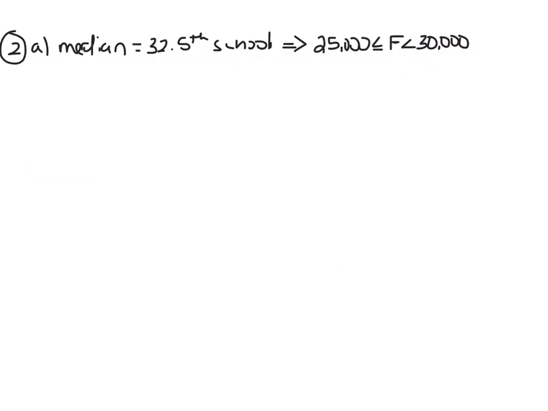Number 2 is looking at the tuition fees for 65 schools in the USA, and part A wants you to find the interval in which the median lies. If there are 65 schools, the 32.5th school is where the median lies. I'm adding up the frequencies until I find the interval in which that 32.5th school would lie, which is between 25,000 and 30,000. Part B wants the modal group, which is the group with the highest frequency, the same interval, 25,000 to 30,000.